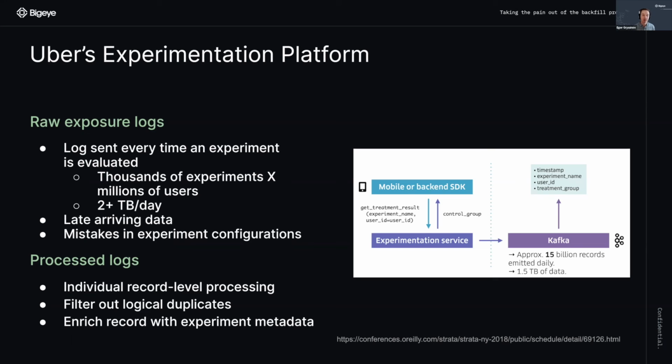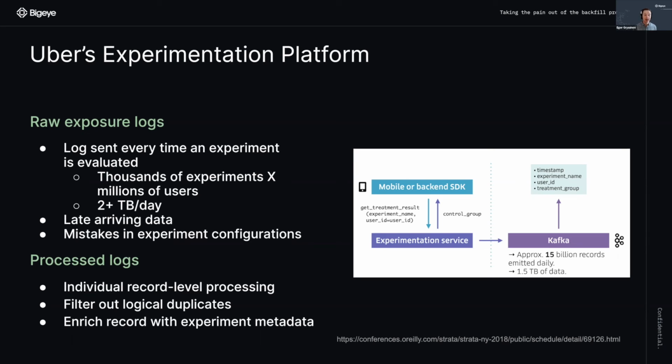So to start all of this, we had a lot of raw exposure logs. When we're talking about exposure logs, we mean logs that are sent anytime an experiment is evaluated for a given user. You can see this diagram on the right there. There was an SDK, and that SDK would call our experimentation service and say, what treatment should I show for this experiment for this user ID? We would return back a specific group, and then we would log an event into Kafka saying this user was just entered into this experiment with this group.